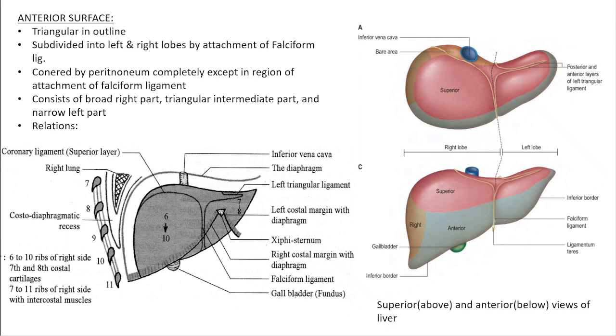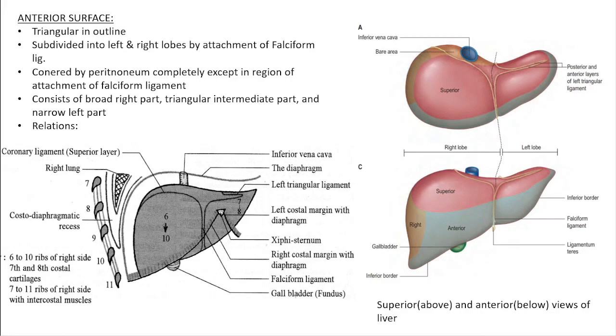Then we come to slight detail of the surfaces and their relations. So the anterior surface is obviously facing forwards, and it is lying in relation to what? It is being covered by the ribs on the right side as well as on the left side. Only a certain central triangular part is not covered by the costal margin.